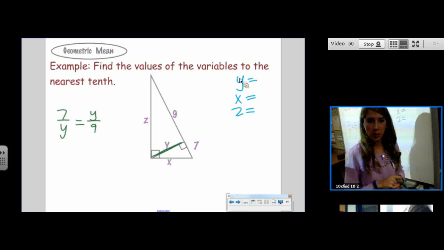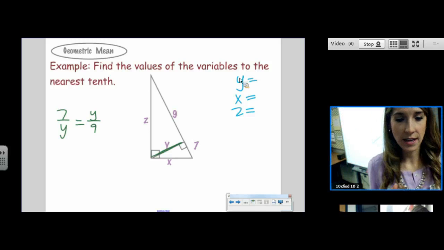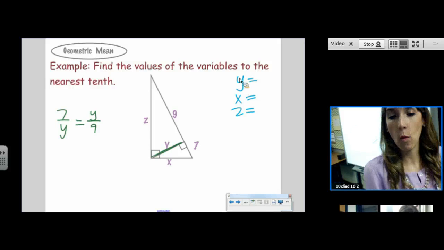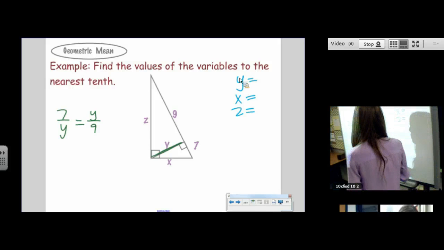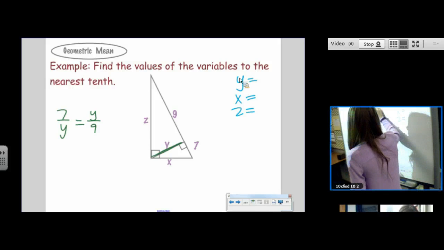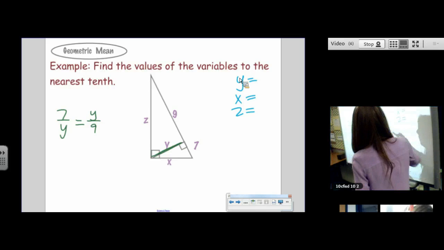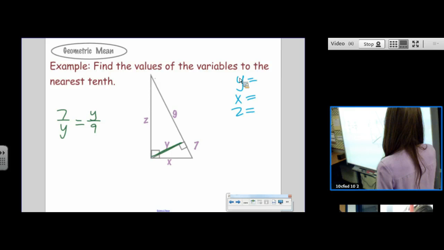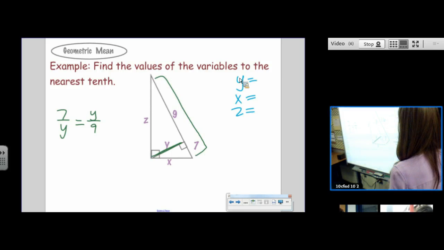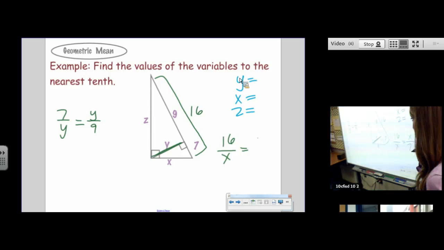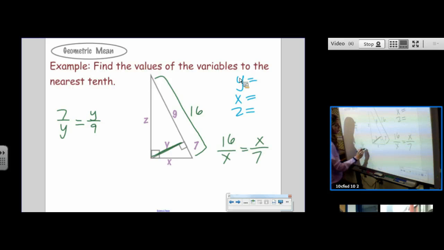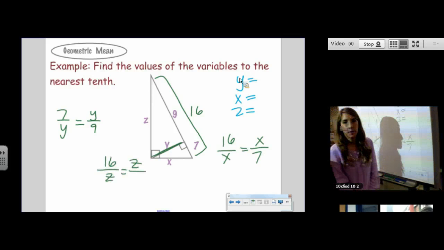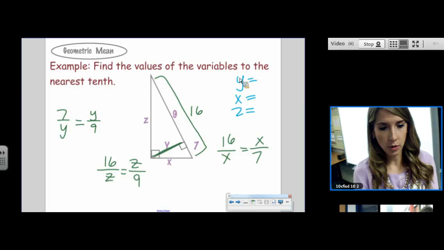You're going to set up 3 different proportions, and you're never going to use one of your answers in a different proportion. Never use what you got for y to help you find x or anything like that, okay? The proportion for x would be, let's see, you need the whole hypotenuse for this one. So the proportion for x would be 16 is to x as x is to the adjacent segment, 7. And then for z, it would be 16 is to z as z is to the adjacent one to z, 9. So it's set up 3 totally different proportions and treat each variable separately.